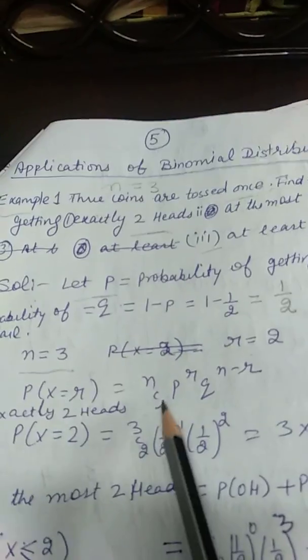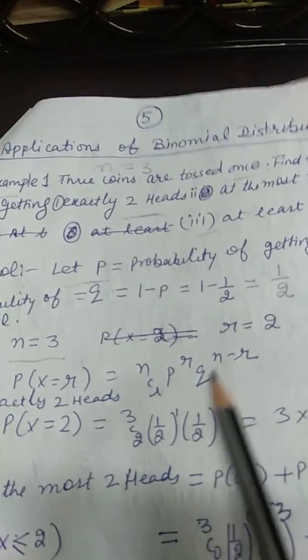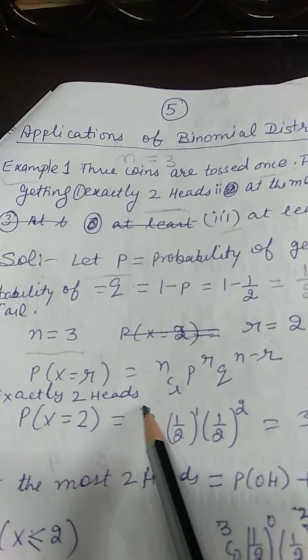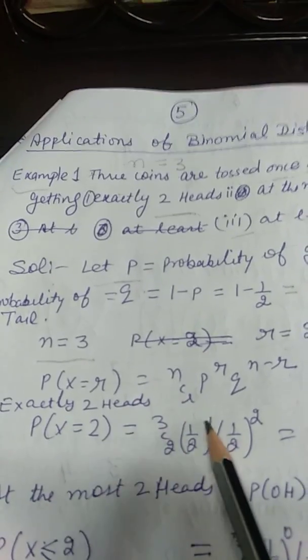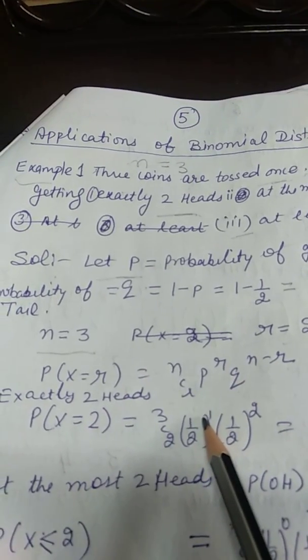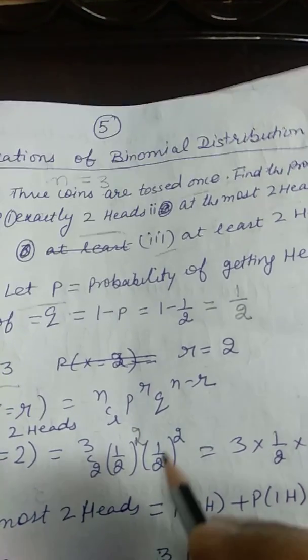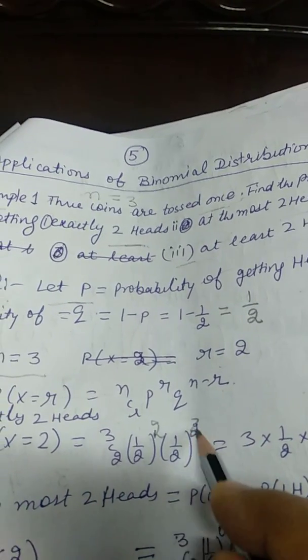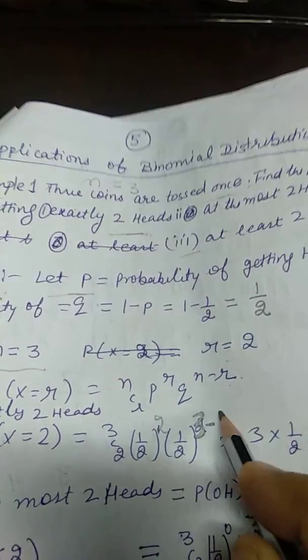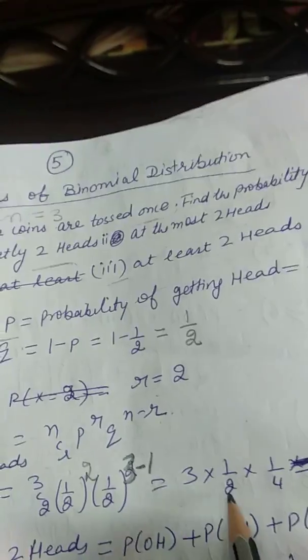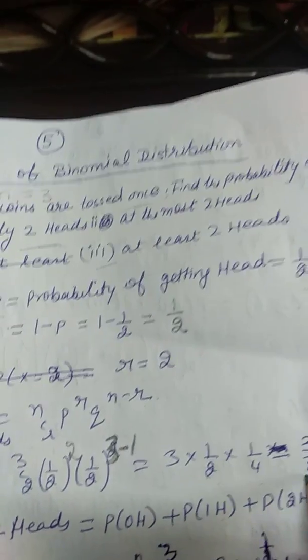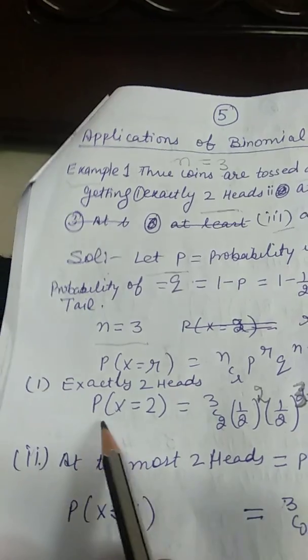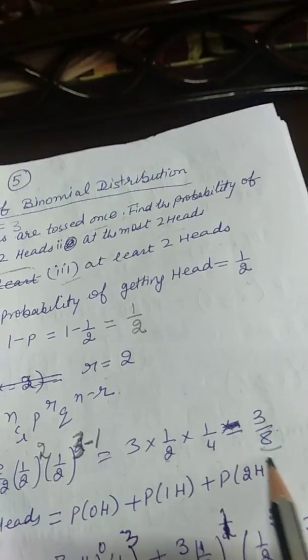You know the probability of the binomial distribution is given by nCr, p raised to power r, q raised to power n minus r. Just put the value of n. n is 3 now and r is 2. 3C2, 1 over 2 raised to power r, what will come in place of r? I am putting r is equal to 2, and the q is again 1 by 2 and it is n minus r, means 3 minus 2. So it is equal to 3 into 1 over 2 raised to power 2, it is 1 by 4, and 1 by 2. So the answer is 3 by 8. So the probability of getting exactly 2 heads is 3 by 8.